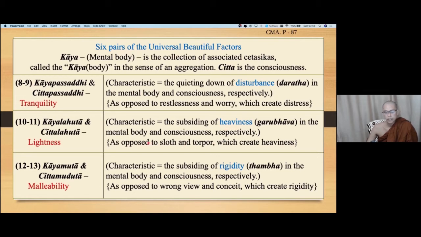That is why they are the opposite of sloth and torpor, that is thina and middha. They create heaviness. As the opposite, they create lightness. They have the nature of lightness. So now you see, the unwholesome mental fetters and beautiful mental fetters are opposite of each other. In order to remove the unwholesome nature, we need to keep the beautiful nature in our mentality process.